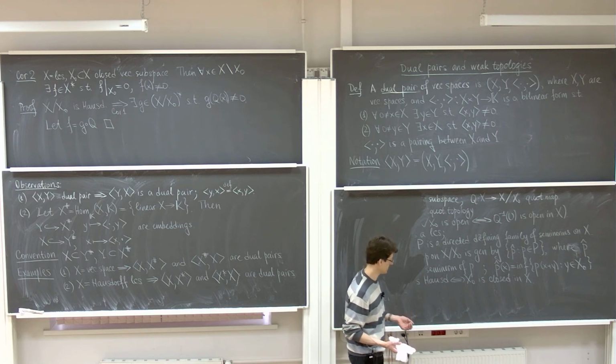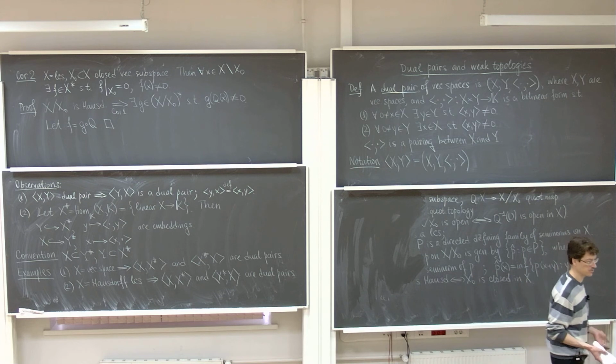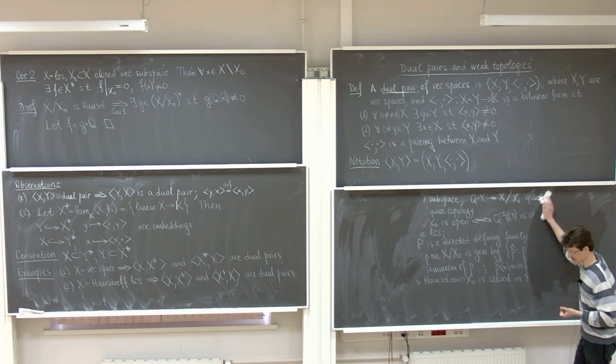And in the linear case, this implies that if you have a non-Hausdorff topological vector space, then continuous linear functionals don't separate the points. We can always find a non-zero vector such that all linear functionals vanish on this vector. And so our dual pair is not a dual pair, actually.